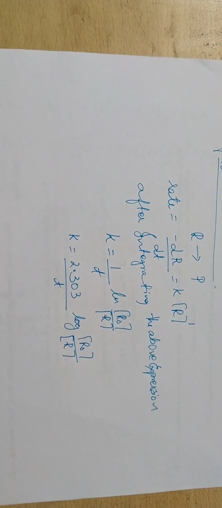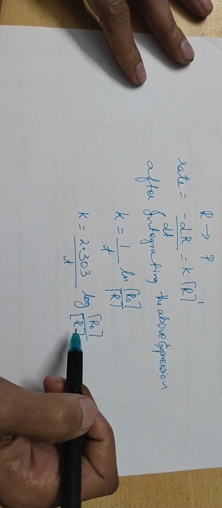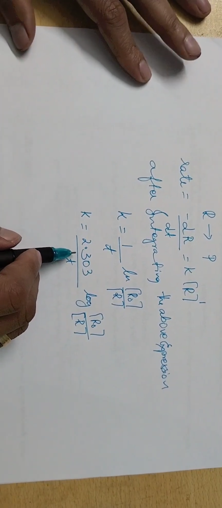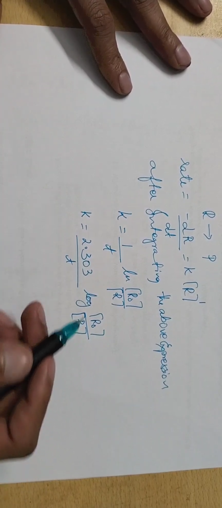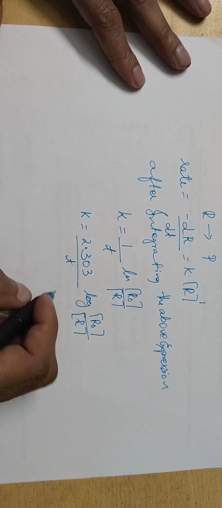How? If anyone wants to know, this is a very standard conversion from natural logarithm to logarithm base 10, that is to multiply by 2.303. If anyone has a doubt on it and wants to know how it is done, you can mention in the comments. I will do a separate video for that for you guys.